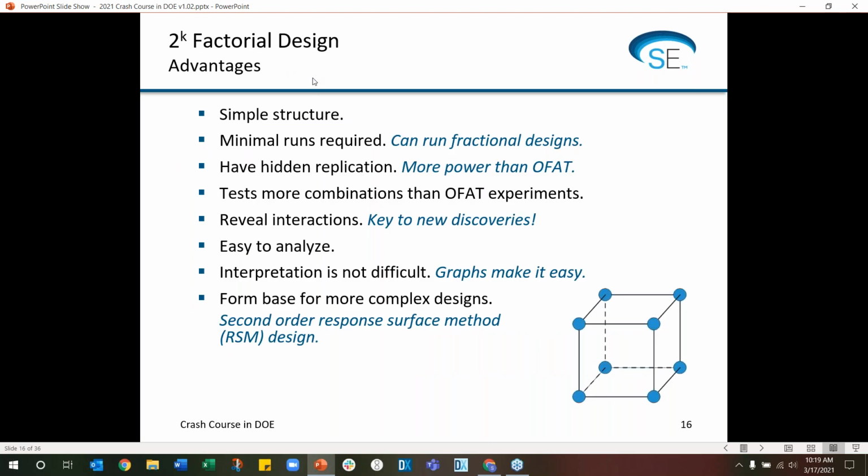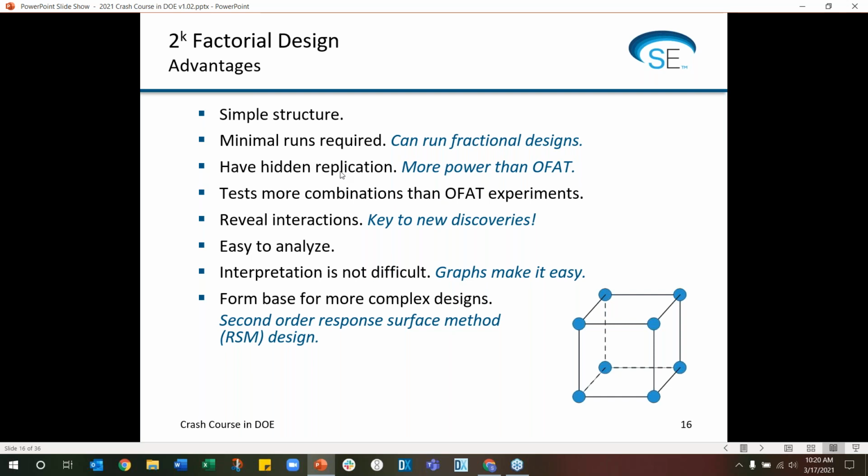So the two-level factorial design has a very simple structure. You could create that by hand as long as you're doing a full factorial. If you have a lot of factors and you want to do a fractional factorial, then I would let software do it so it can give you the best structure. But those require the minimum number of runs.